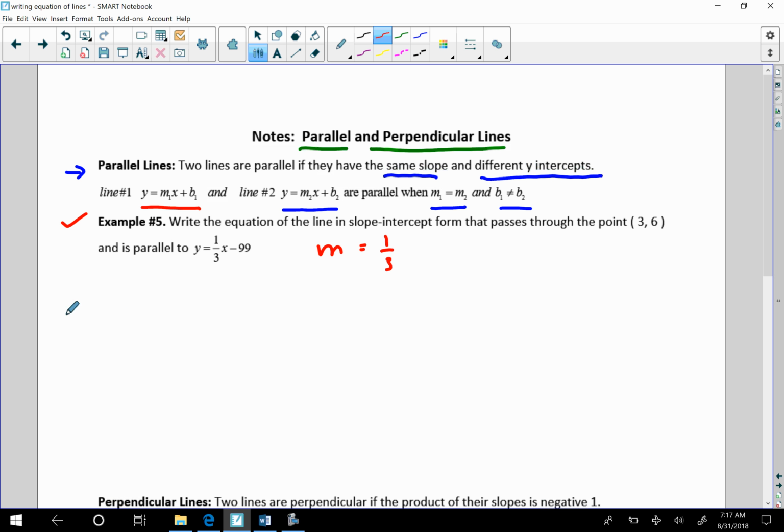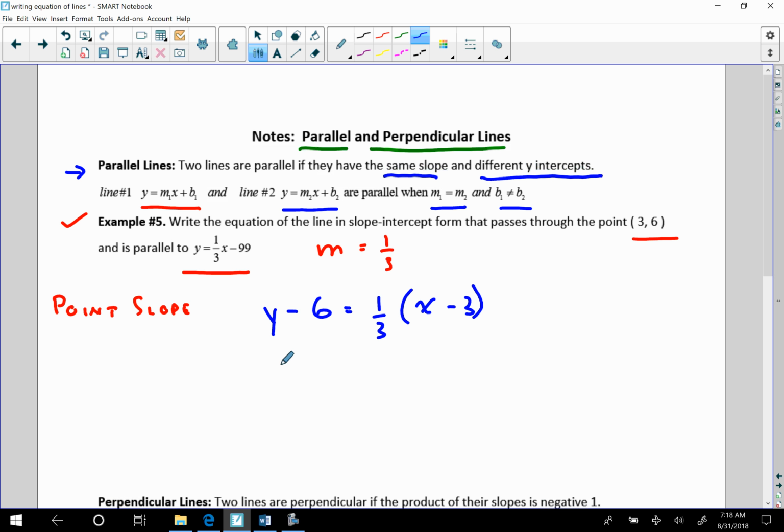I'm going to use point slope form to start this line off because it is so easy. And I want the equation of the line that passes through this point and is parallel to this. So I'm going to use this point in point slope form, and I'm going to use this slope. So I'm going to go y minus 6 is equal to 1/3 x minus 3. I'm going to solve for y.